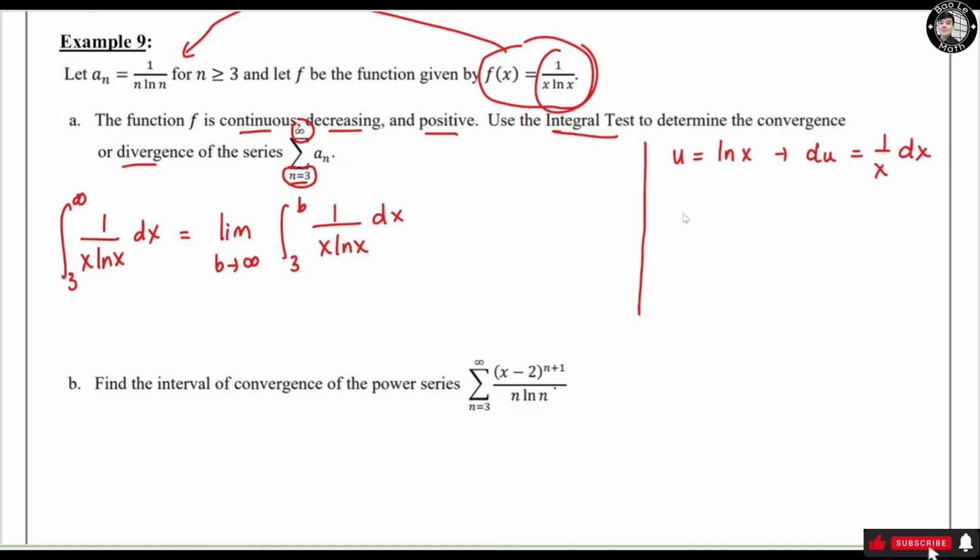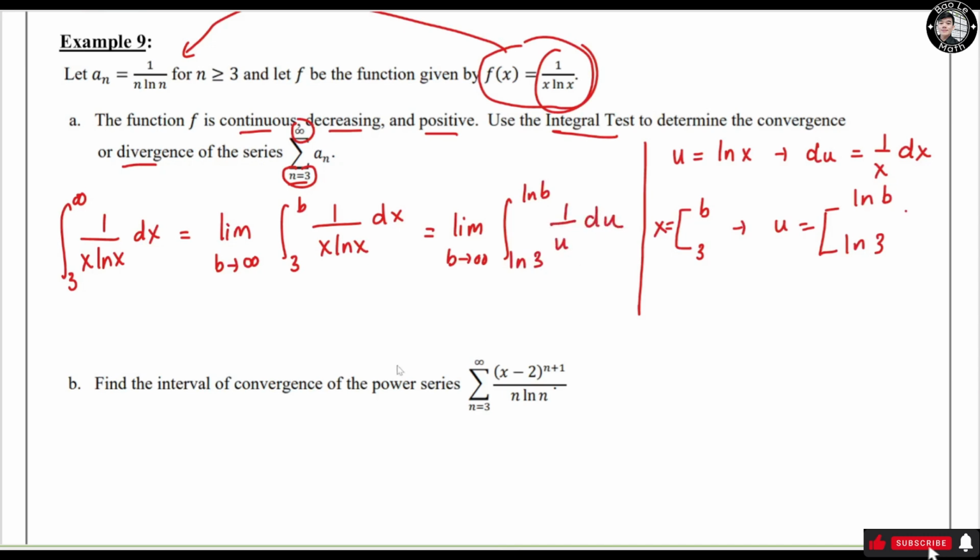We're going to change the lower bound and upper bound, right? So we substitute over here. We have the limit as b approaches infinity of the integral from ln 3 to ln b of 1 over u du, right? So then it's going to be the limit as b approaches infinity of ln absolute value of u evaluated from ln 3 to ln b, right?